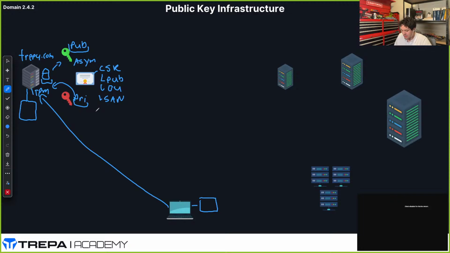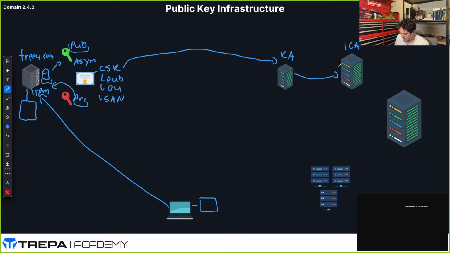Okay. Now, once we have built that CSR, we're going to send that off. And its first step is it's going to hit an RA. This RA is pretty much going to say, hey, do we trust this certificate signing request? Before I pass it off to the intermediate CA, do I trust you? This is the registration agent or authority. So it's going to say, do I trust this certificate signing request? And if I do, I'm going to pass it off to the intermediate CA.